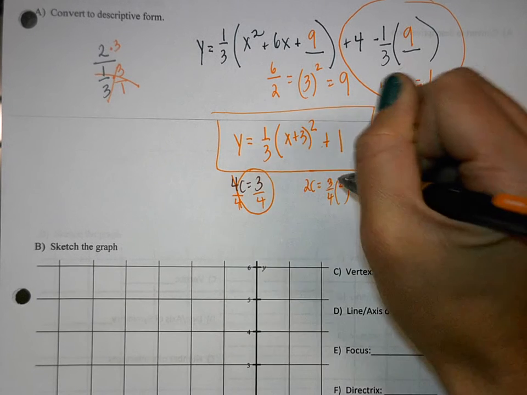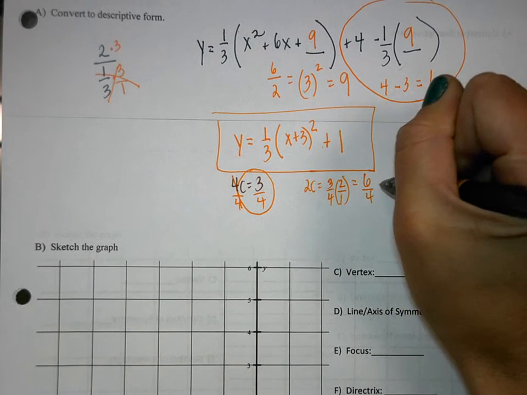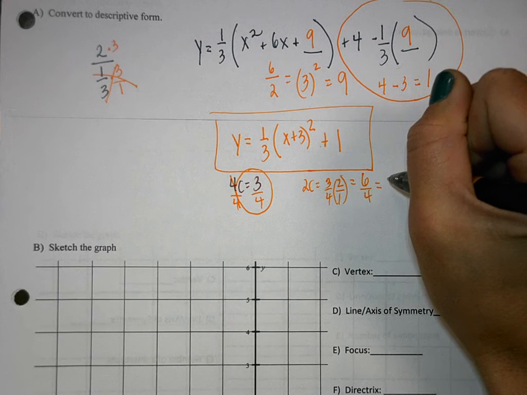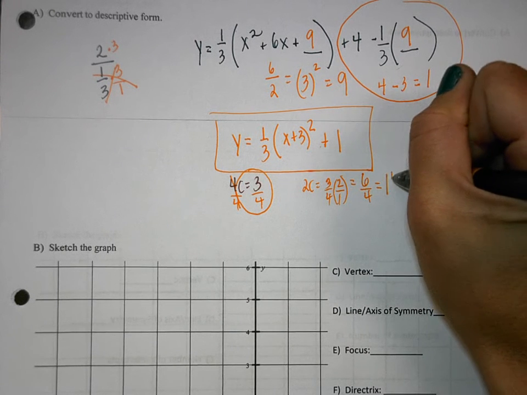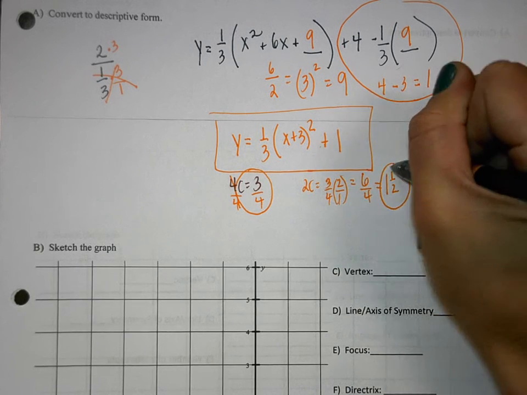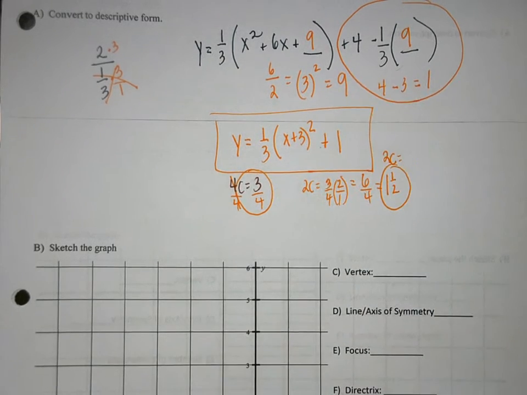6/8 or 6/4. 6/4, and that would be 3/2, which is 1.5. I think it's easier to think about that as 1.5. So that's 2c. How did you get the 2c? Like, why did you put that? Why did I get 2c?